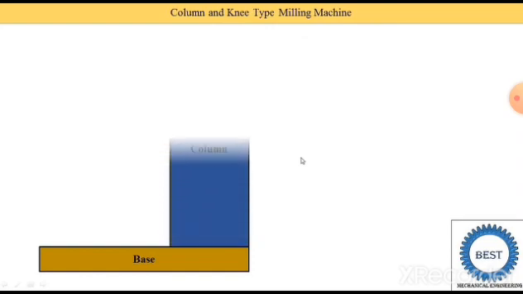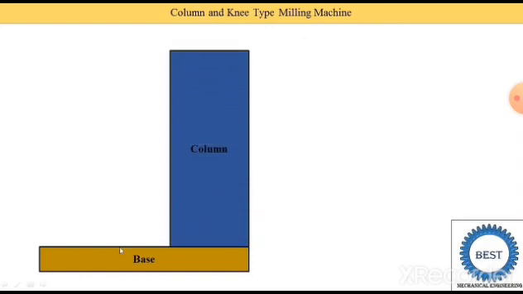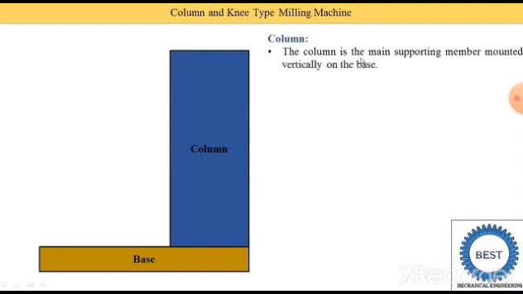The second component is the column. The column is mounted on one end of the base. So we understand the meaning of this column. The column is the main supporting member mounted vertically on the base. It supports all the other parts of the machine. That's why it is known as the main supporting member.